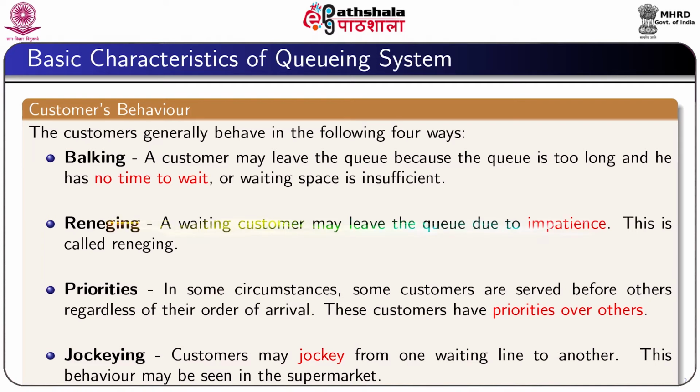Reneging. This occurs when a waiting customer leaves the queue due to impatience. Priorities. In some circumstances, some customers are served before others regardless of their order of arrival. These customers have priority over others. Jockeying. Customers may jockey from one waiting line to another. This behavior is observed in the supermarket.